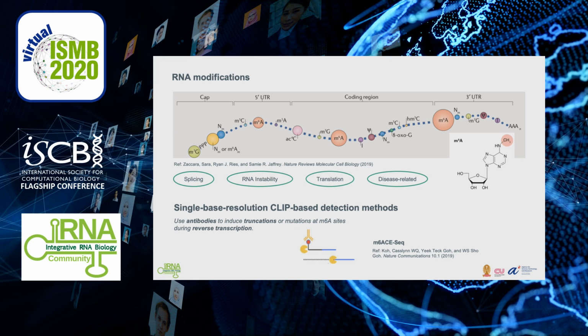Last year, we had a new CLIP-based method developed in our institute called m6A-CE-seq, which we use in our validation. I'll talk about it later in the results section. However, these methods still need an intervention to RNA molecules and cannot detect modifications directly from native RNAs.